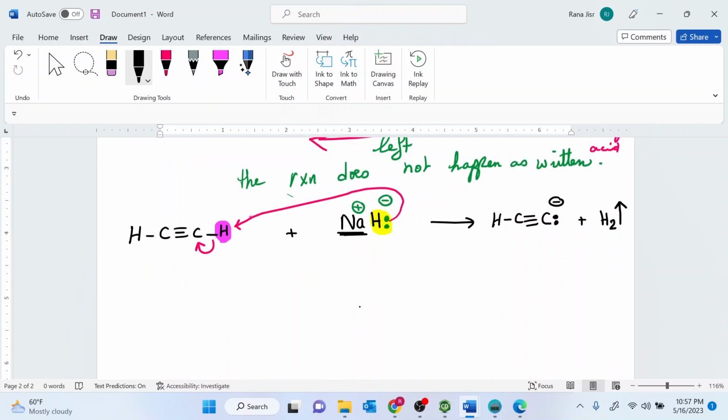As I said, every time you have a negative charge, you should have a positive ion to balance it. But it's not necessary that we show it in organic reactions. Normally, we don't show it, but even if we don't show it, this doesn't mean that it is not there. By the way, this ion is called an acetylide ion.